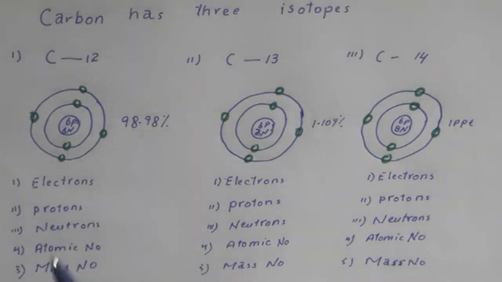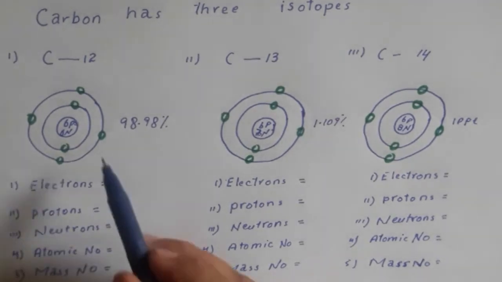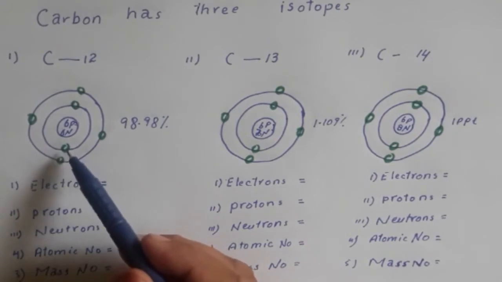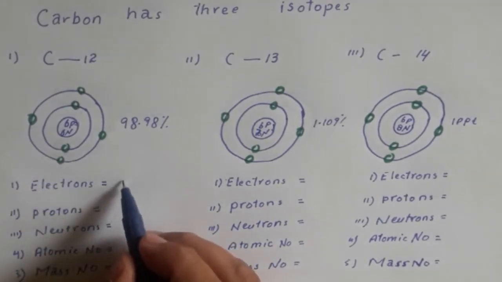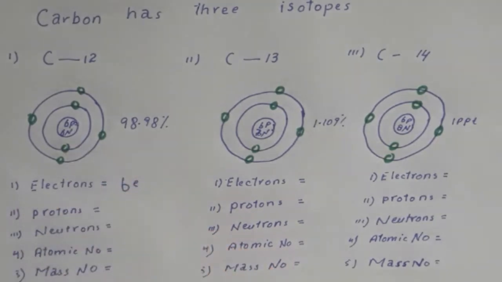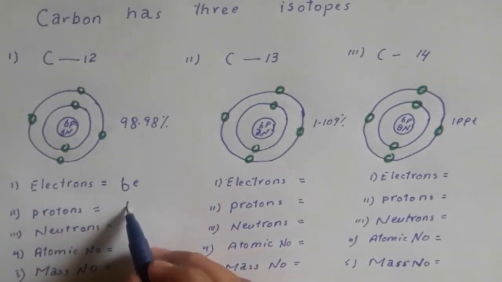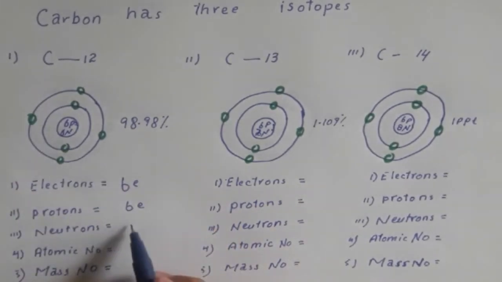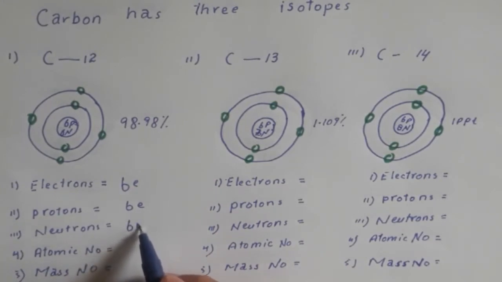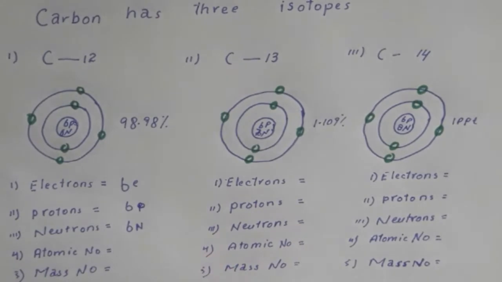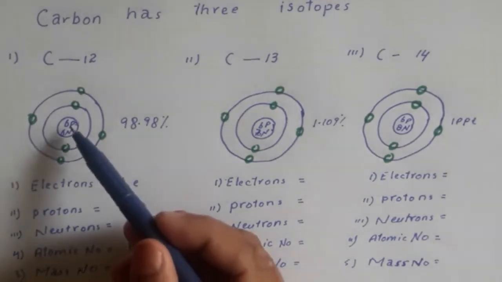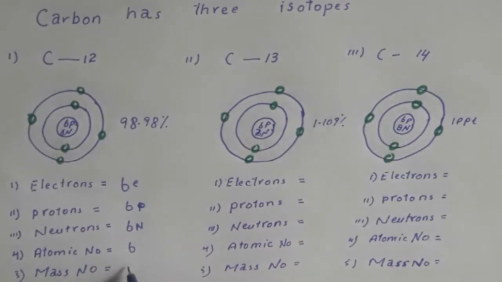So the structure of carbon 12: how many electrons are there in the shells? 2 in the first shell and 4 in the last shell. So they have a total of 6 electrons in the first isotope, carbon 12. The number of protons present in the nucleus is also 6. The number of neutrons in the nucleus is also 6 neutrons. So atomic number of carbon 12 is the number of protons or electrons, so it is 6, while mass number is the sum of protons and neutrons, so 6 plus 6 is equal to 12 mass number.